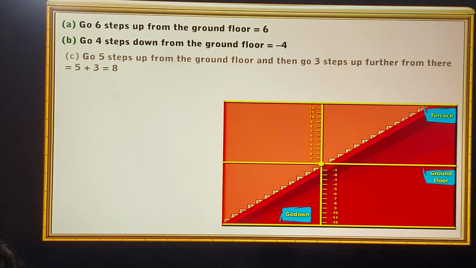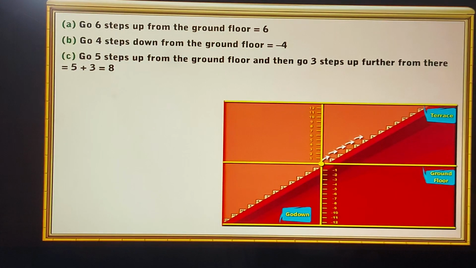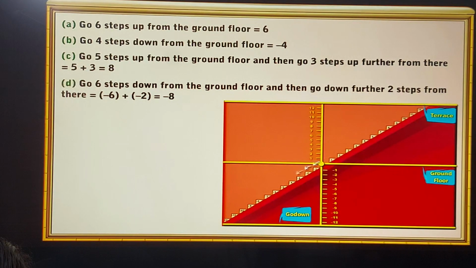Go 5 steps up from the ground floor and then go 3 steps up further. Go down from the ground floor and then go down further 2 steps from there. We get minus 6 plus minus 2 is equal to minus 8.